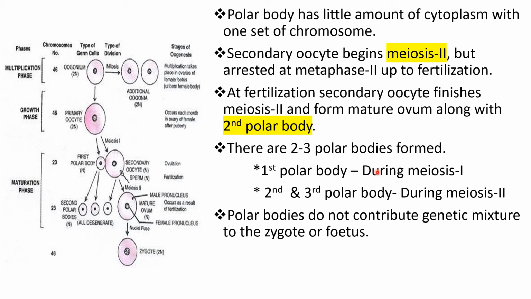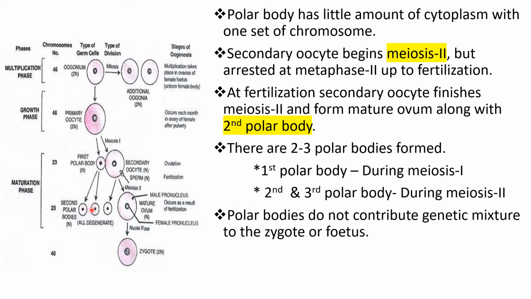How many polar bodies are formed during the oogenesis process? There may be 2 to 3 polar bodies formed. The first polar body is formed during meiosis-I. Here the primary oocyte is exposed to meiosis-I and divided into two unequal cells. One is secondary oocyte, another one is the polar body. This is the first polar body, formed during meiosis-I.